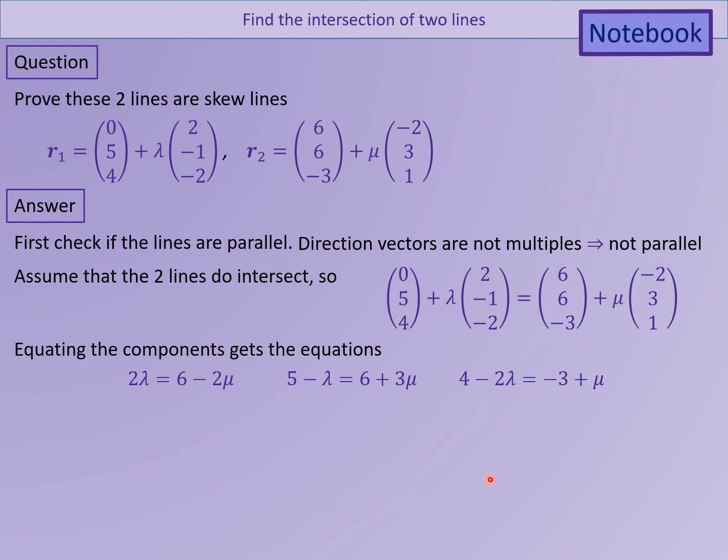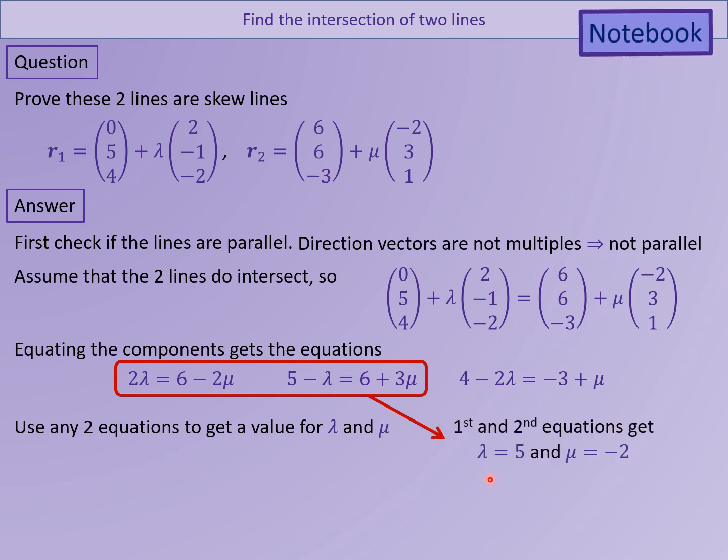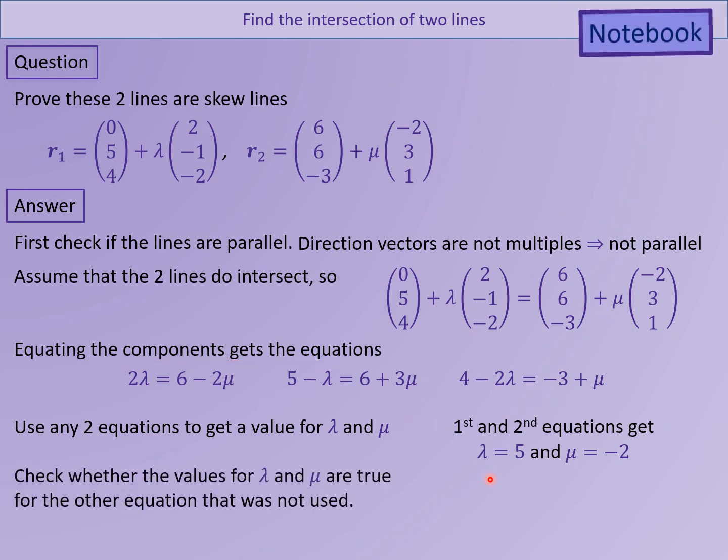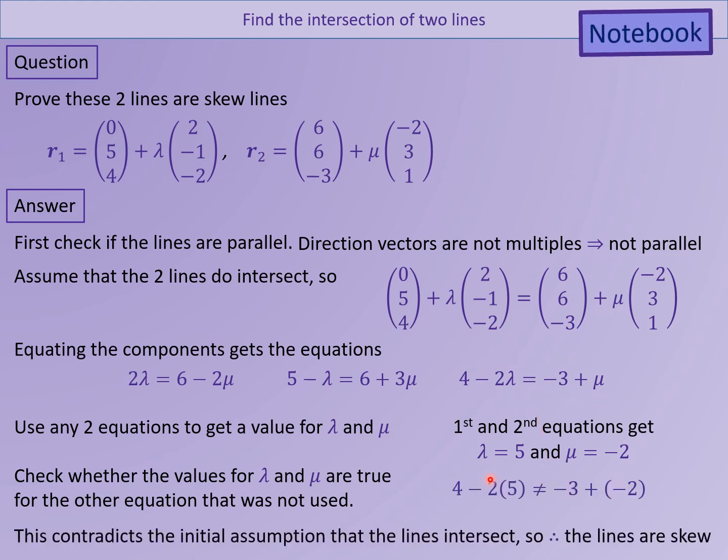In the same way as we have previously, we're going to take two equations to find a value of lambda and mu. We're going to take the first two. We get lambda equals 5, mu equals -2. And we now need to show that if we substitute those values in, we will not get the same answer for both sides. We'll get a contradiction. So here we can see that we do not get the same answer on both sides. 4 minus 2 times 5, that's -6, minus 3 and -2 is -5.